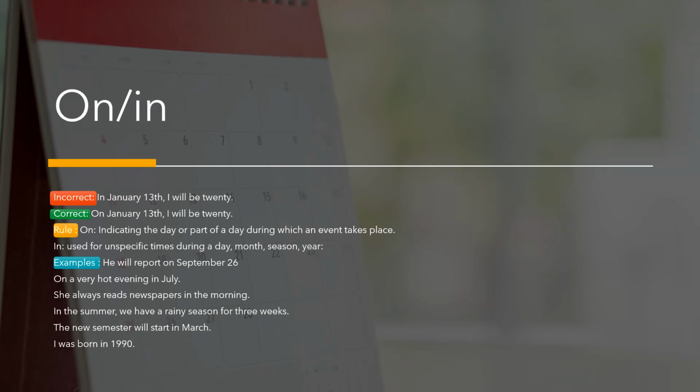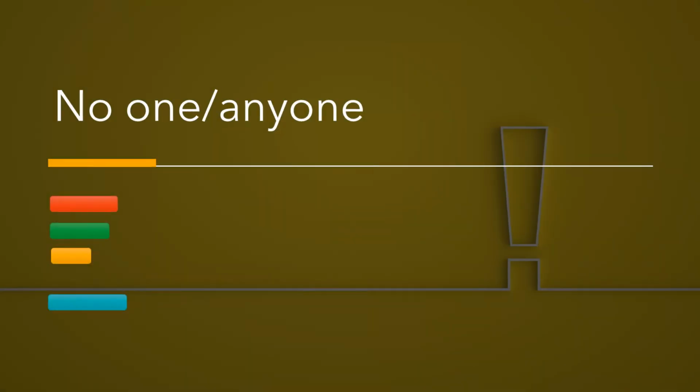He will report on September 26th. On a very hot evening in July, she always reads the newspaper in the morning. In the summer, we have a rainy season for 3 weeks. The new semester will start in March. I was born in 1990.